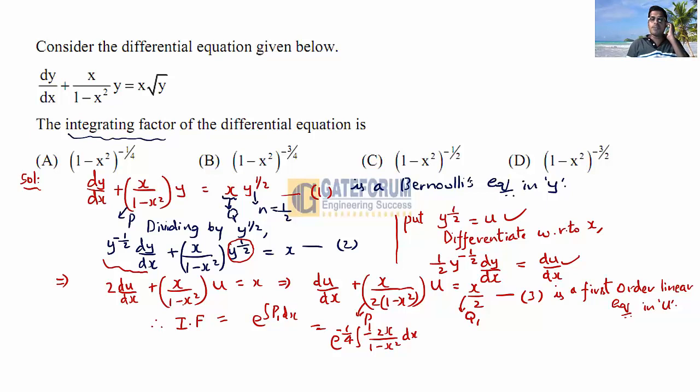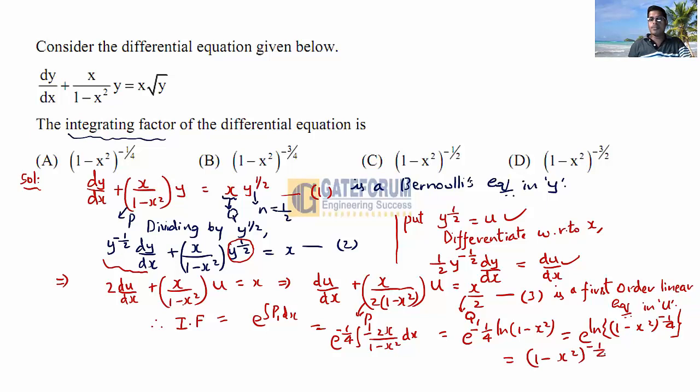Minus 2x into minus 1 by 4 is x by 2. Now integral f dash x by fx is log fx. So e to the power minus 1 by 4 into log of 1 minus x square. To eliminate exponential and logarithm, they are inverse to each other. Shift minus 1 by 4 to the power using properties of logarithm. I can write this as e to the power log of 1 minus x square whole to the power minus 1 by 4. So this simplifies finally to 1 minus x square whole to the power minus 1 by 4.